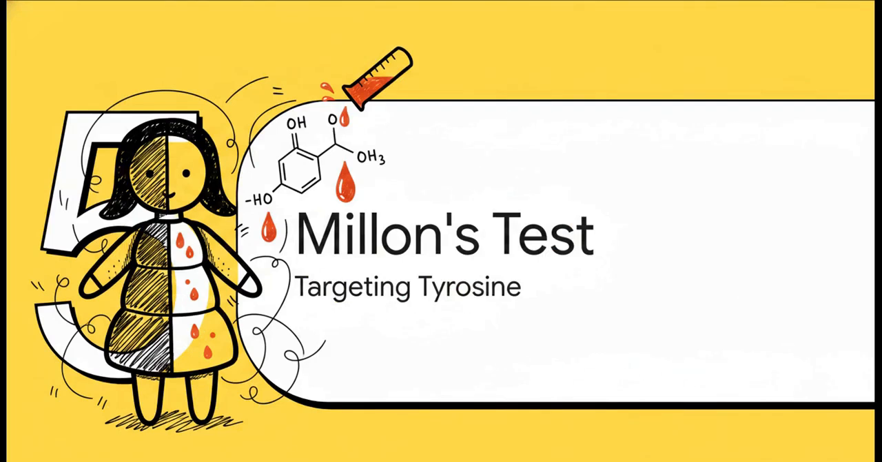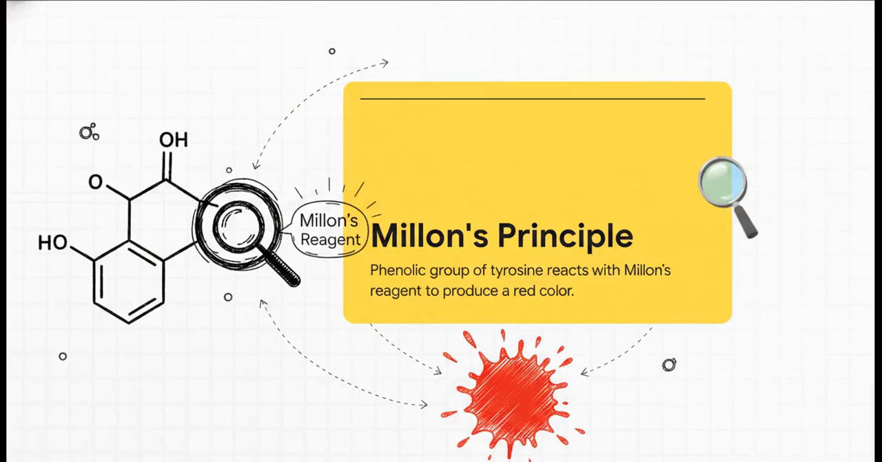Section 5. Millon's Test. Targeting tyrosine. We've made it to the tightest layer of our diagnostic doll. This is the absolute most hyper-specific tool in our kit. We've zoomed all the way down to pinpoint one exact chemical target at the micro level. We're looking for the unique phenolic group that belongs exclusively to tyrosine. Millon's principle dictates that this specific phenolic group will react with Millon's reagent.